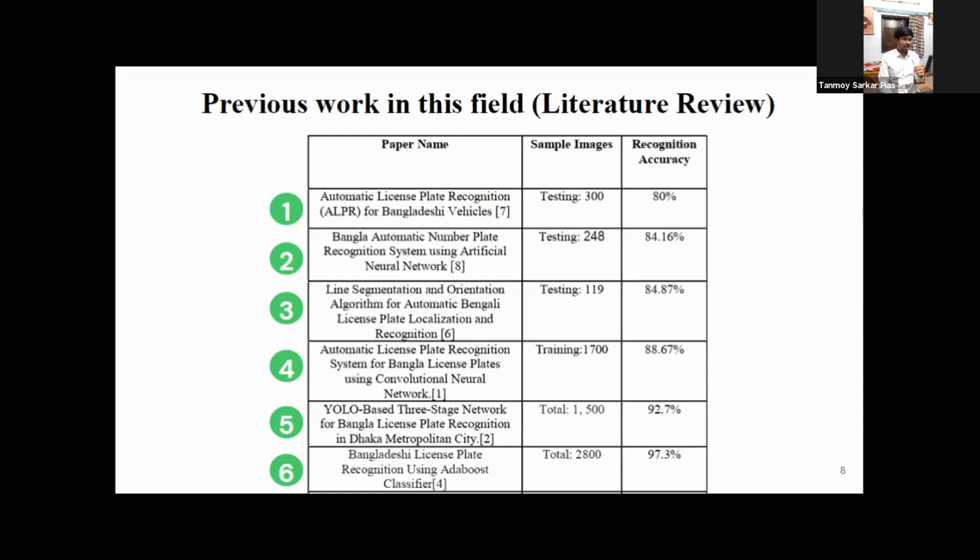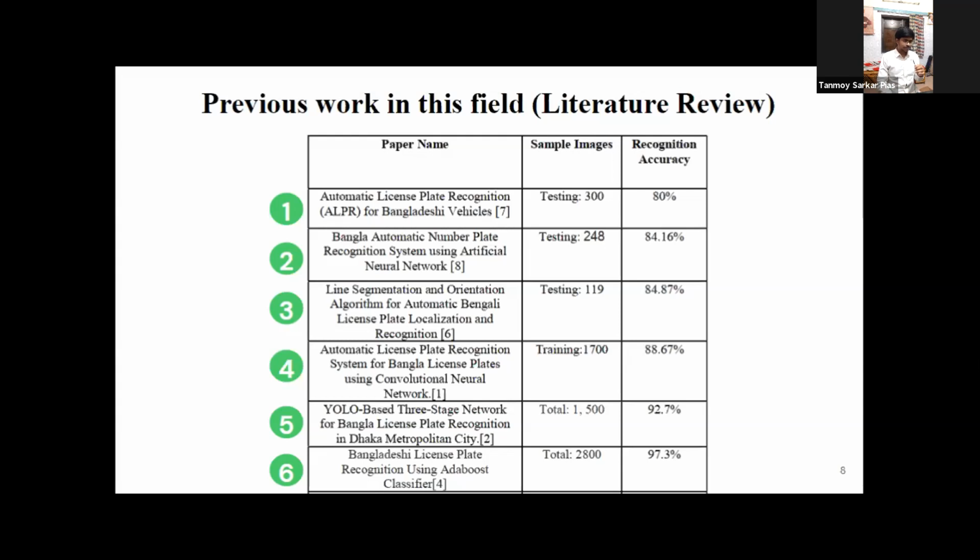The fourth one used CNN for recognition only, and they got 88% accuracy. The fifth one is interesting. They used YOLO for three stages. Like we have three stages: detection, segmentation, and recognition. They used only YOLO for all three stages, and they got 92% accuracy. They also introduced a dataset consisting of 1500 images.